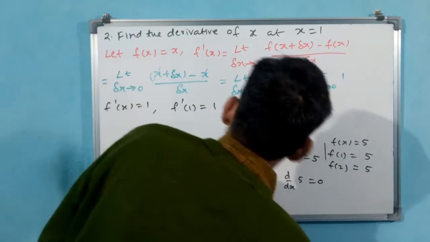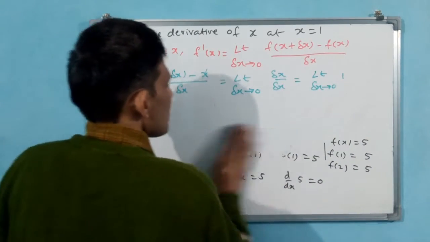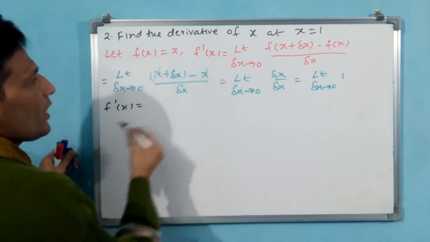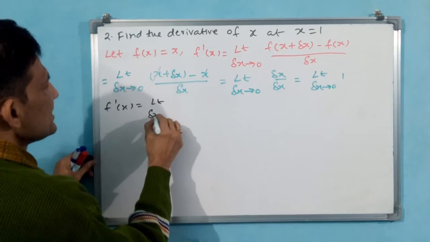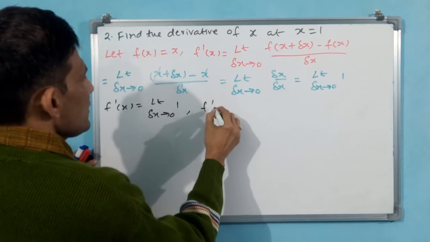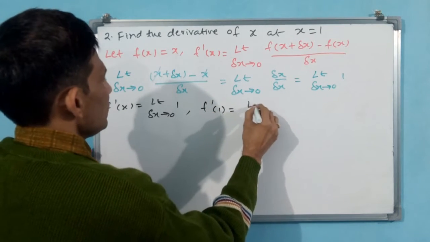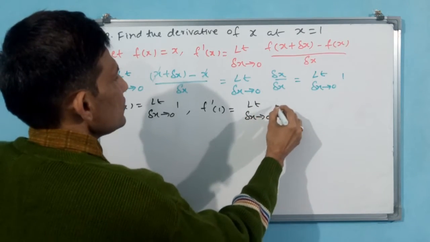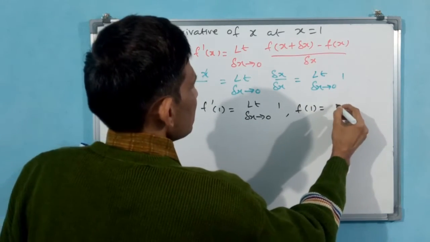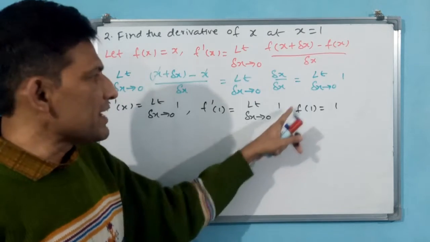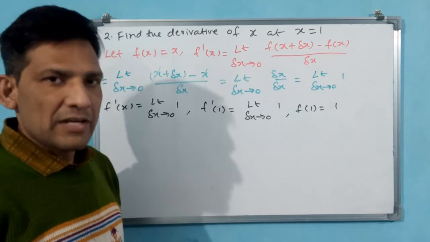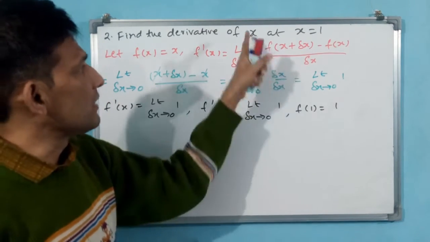Second step. Let me write. We have forgotten the limit, no? Limit also we have to write. f dash x is equal to limit delta x tends to 0, 1, comma, f dash 1 is also limit delta x tends to 0, 1. Same. Now finally again you apply the limit. f dash 1 is equal to 1. Because you applied the limit like that; for applying the limit, nothing is there. The limit of a scalar or constant function is that value. Like that you have to write. Now the answer is 1.